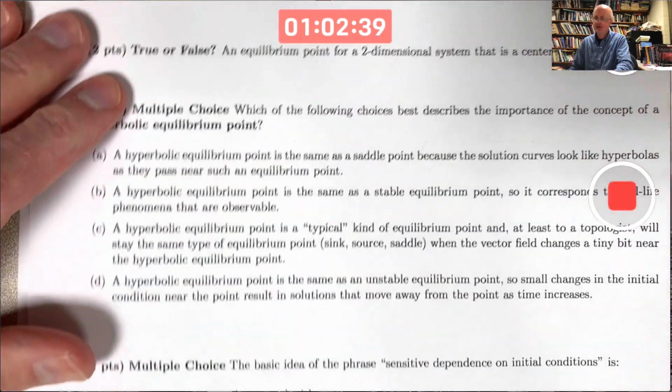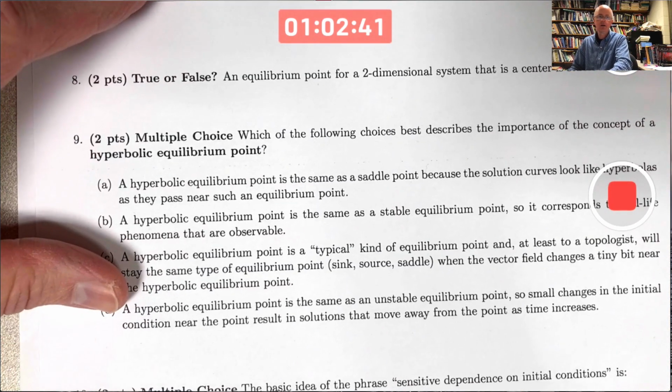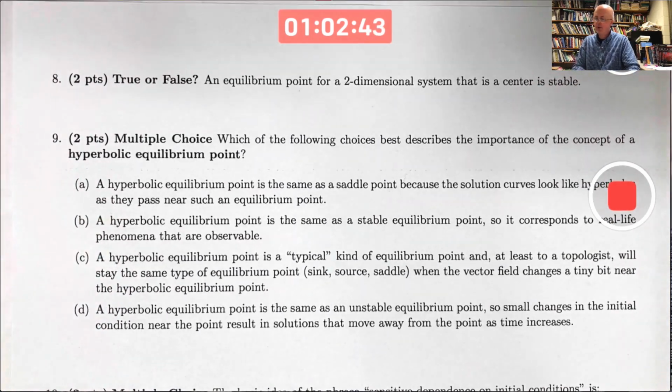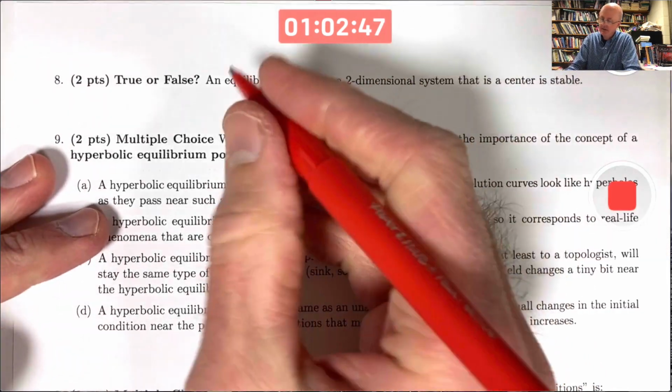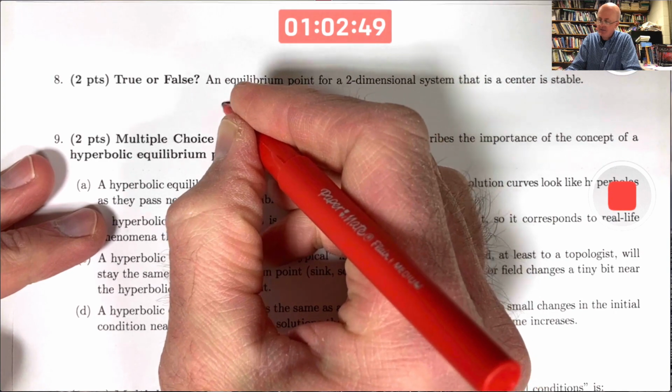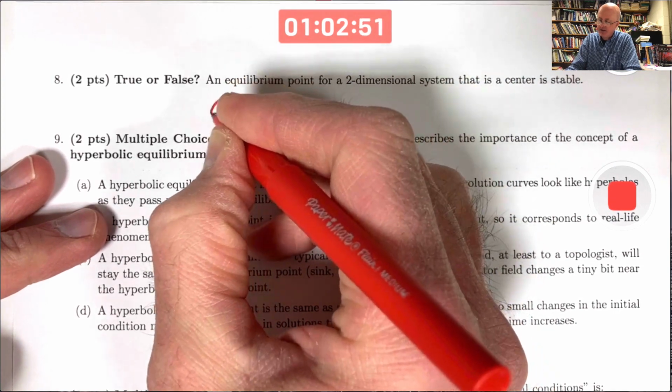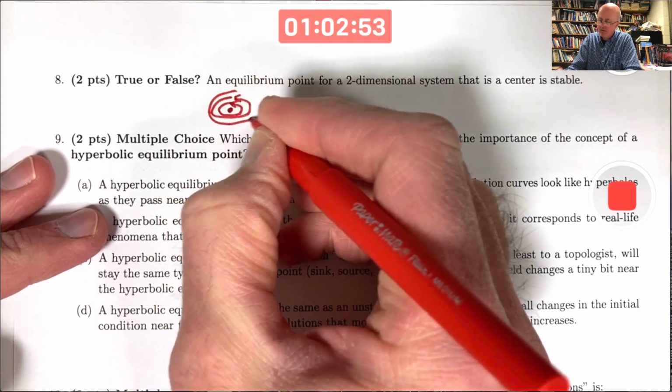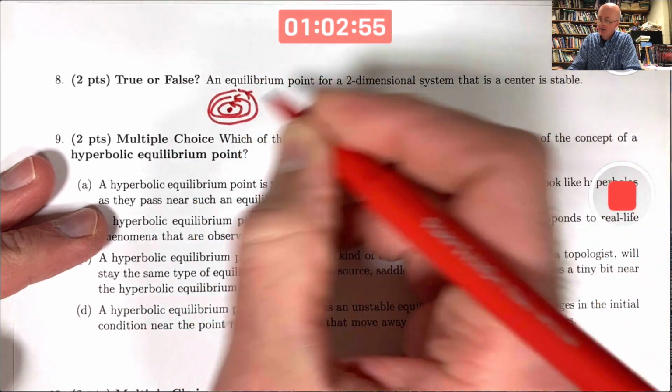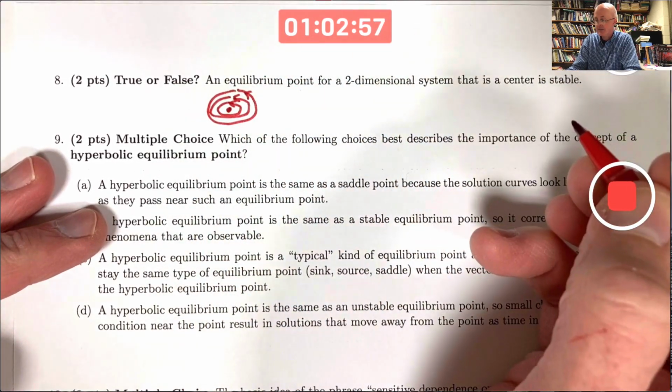True, false, and multiple choice. True or false? An equilibrium point for a two-dimensional system that is a center is stable. Centers in the plane have phase portraits that might look like this, with solutions going counterclockwise, or they could be going clockwise.